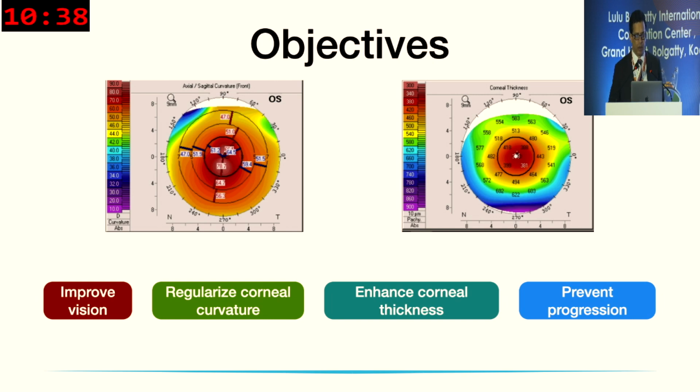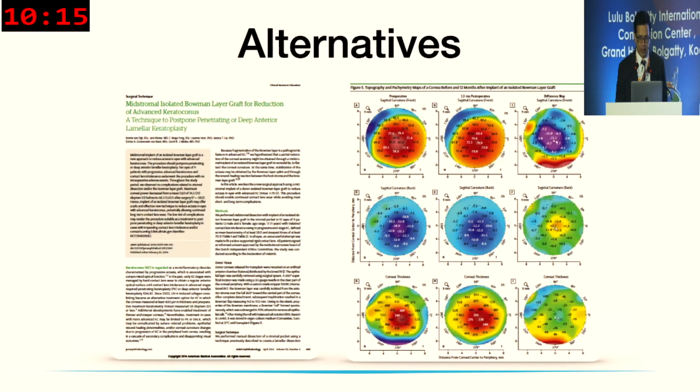So, when you see a patient like this, you have several objectives in your mind. One is obviously you want to improve vision, you want to improve or regularize the corneal curvature, which has to do with improving vision, potentially enhancing the corneal thickness, which again is a side effect of what you'll do to improve vision, and you also would like to prevent progression. Well, all of these can potentially be achieved by transplanting the cornea, and at this point of time, there's no other procedure that potentially ticks all four of these boxes.